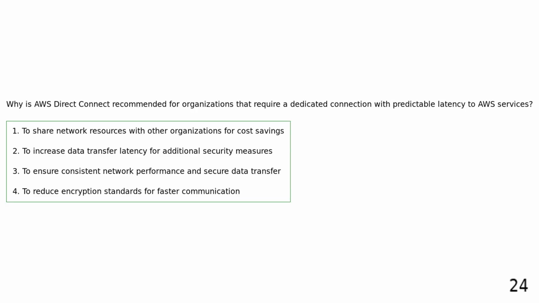Why is AWS Direct Connect recommended for organizations that require a dedicated connection with predictable latency to AWS services? To share network resources with other organizations for cost savings. To increase data transfer latency for additional security measures. To ensure consistent network performance and secure data transfer. To reduce encryption standards for faster communication.